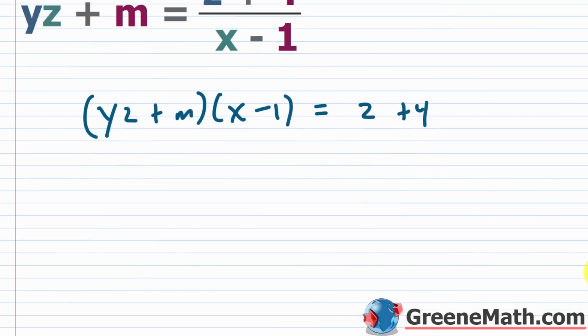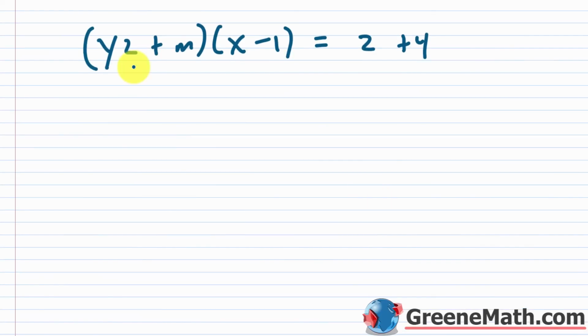So let's start with that. Here I'm going to use FOIL. We have yzx. Let me change colors here. So we'll have yzx, so let me write xyz, and then we'll have minus this yz, and then plus mx and minus m.